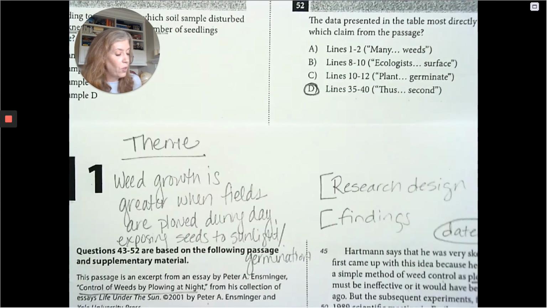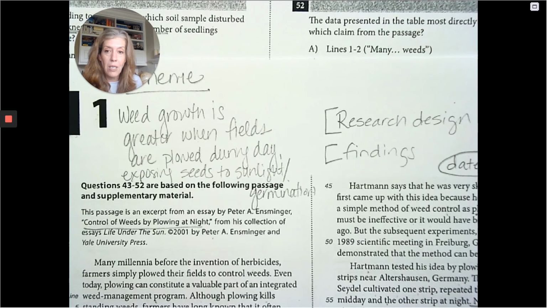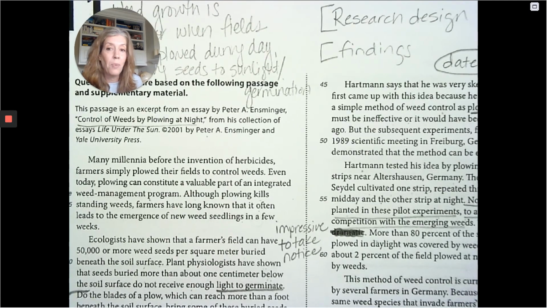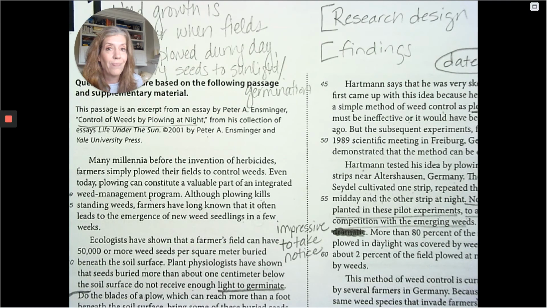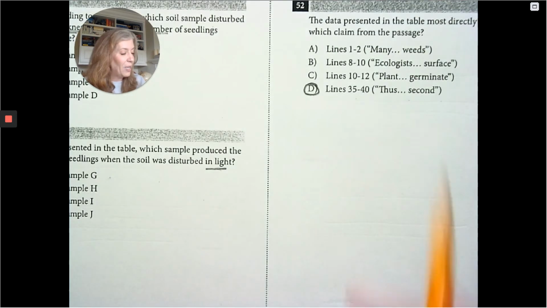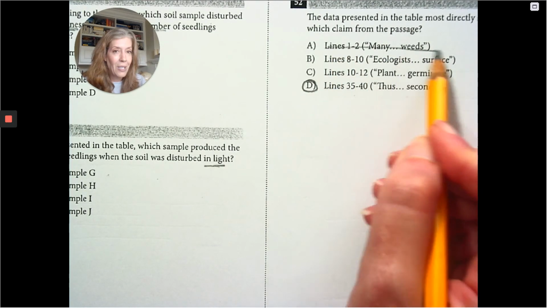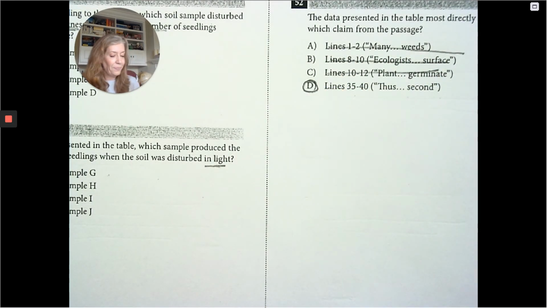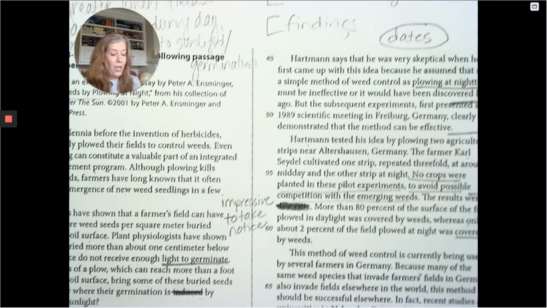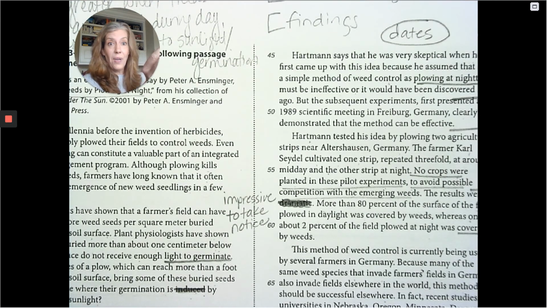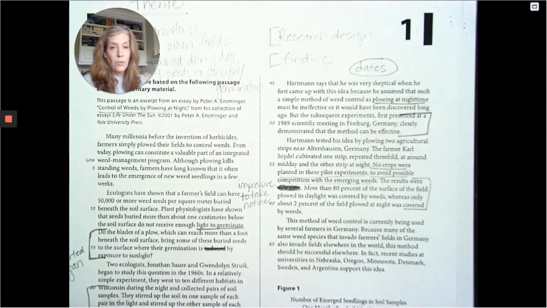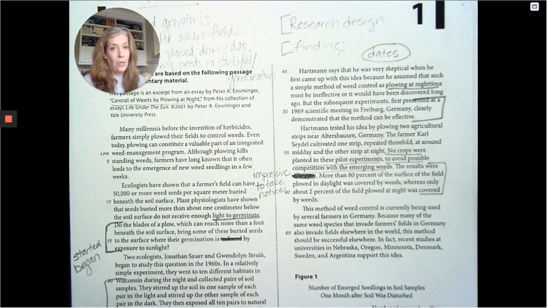And then lines 1 through 2, many weeds. Many millennia before the invention of herbicides, farmers simply plowed their fields to control weeds. Introductory sentence. Doesn't have any meat to it, so no statement there. So we can get rid of that one, and that one, and we have D. So that was it. That was our science with a table.